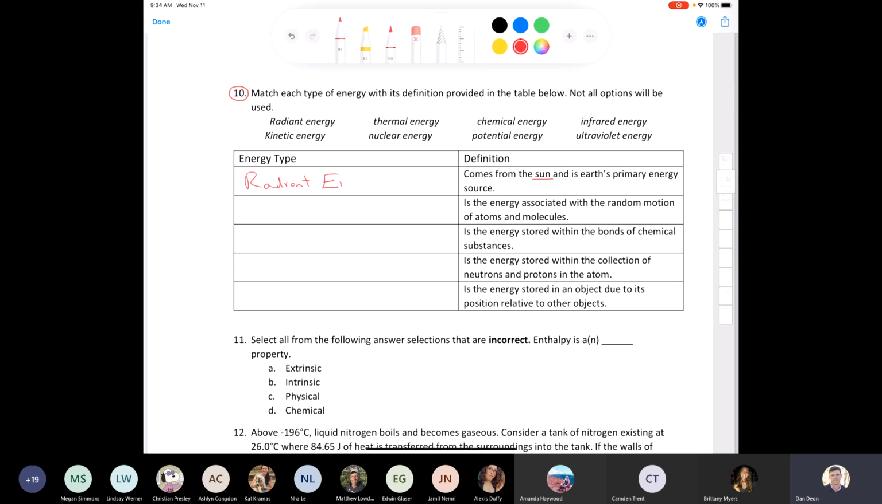Radiant energy. Okay. The next one is the energy associated with the random motion of particles. Who could tell me what that one would be? Energy associated with motion, the random motion of atoms or molecules. We looked at this already today. So associated with the random motion of atoms or molecules in a system, that would be thermal energy. Thermal energy. Okay, next one.